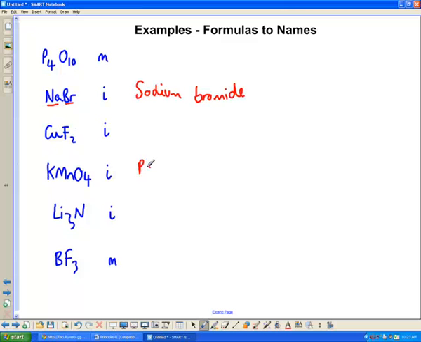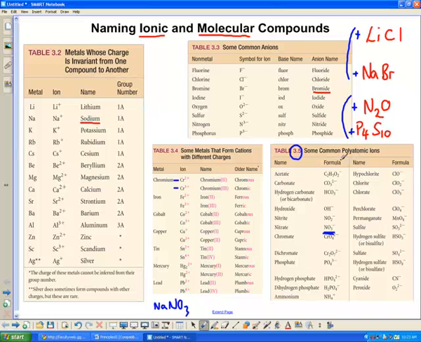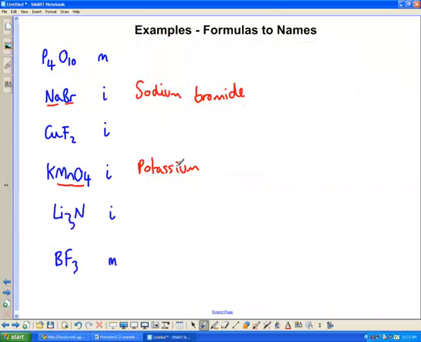K, of course, is potassium. But then what's that? Manganese oxide or something. Anytime you have an anion that consists of more than one different atom, make sure you check the polyatomic ion table and see if it's there. So we're looking for MnO4. Oh, there we go, MnO4 minus. Permanganate. Potassium permanganate. Kind of a long name.